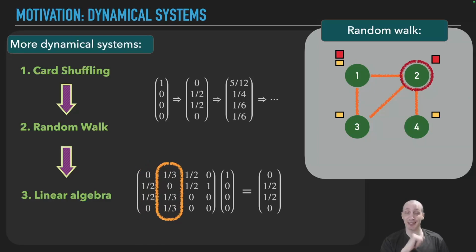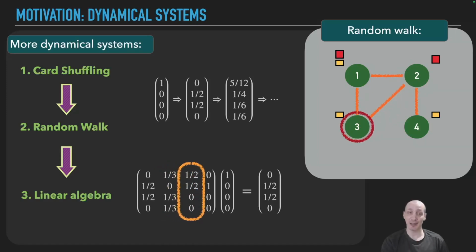Similarly, if I want to understand the second column, it comes from the second vertex, because I have a third of a chance to go to the first, third, or fourth vertex. So I have a third in the first, third, and fourth coordinate of the vector, and 0 in the second one. And similarly, this is how I construct the third and the fourth column.